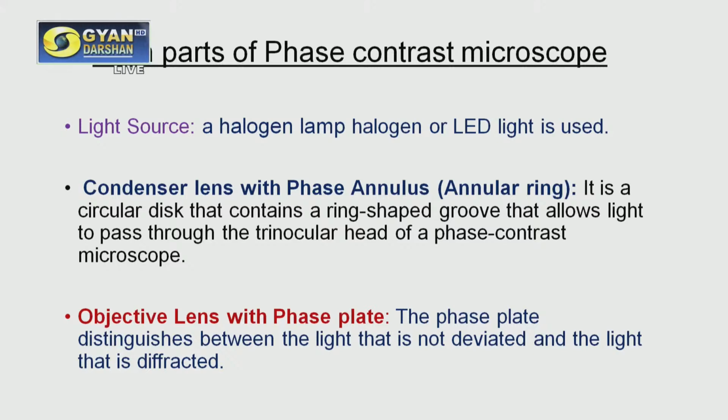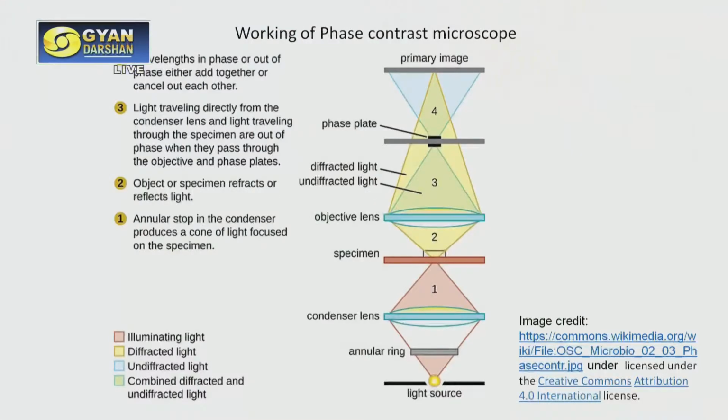So what does the phase plate do? The phase plate distinguishes between the light that is not deviated and the light that is diffracted. So here you can see the working of the phase contrast microscope.